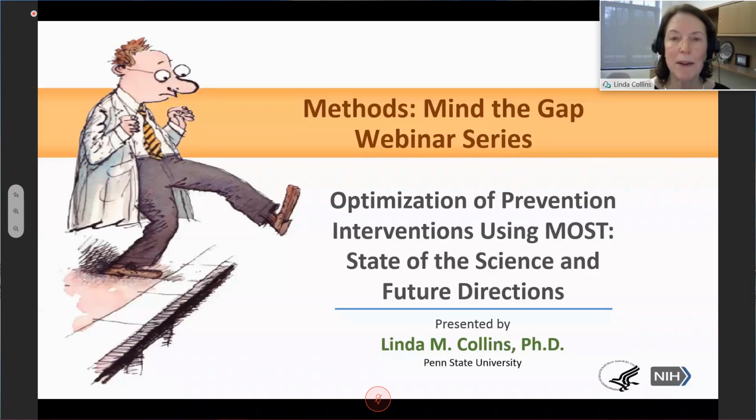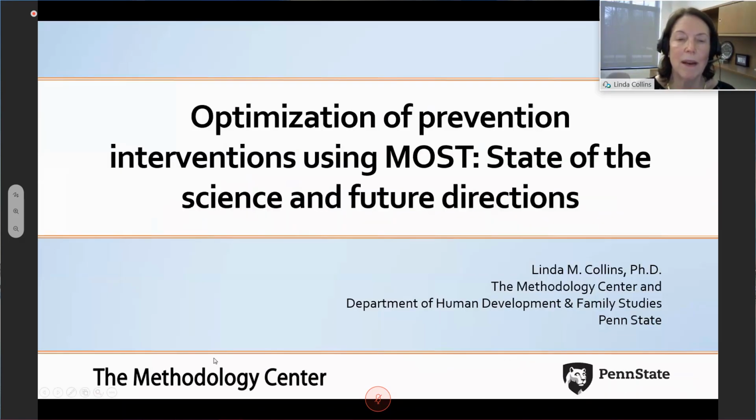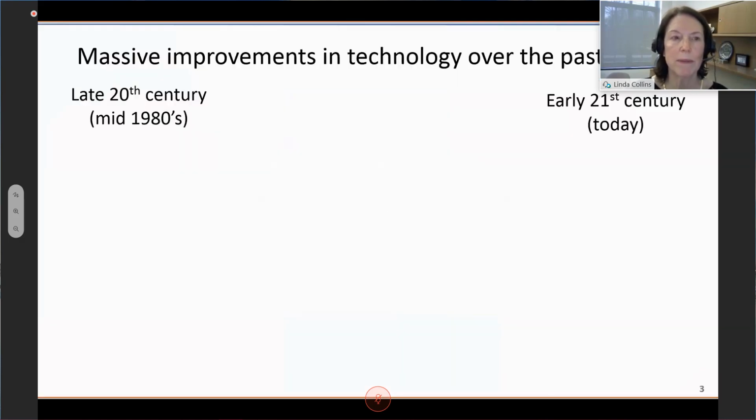Thank you, David. It's really great to be here. So David mentioned, I'm going to be talking today about the multiphase optimization strategy, optimization of prevention interventions using MOST. I gave a Mind the Gap talk about this a number of years ago, I think about 5 or 6 years ago now. And I thought I would recap a little bit of what I said then and talk about the current state of the science and future directions.